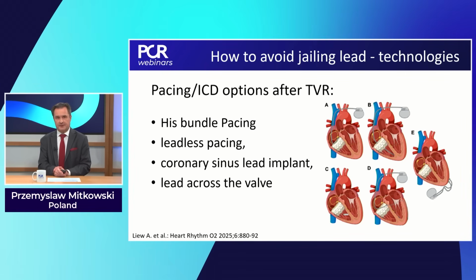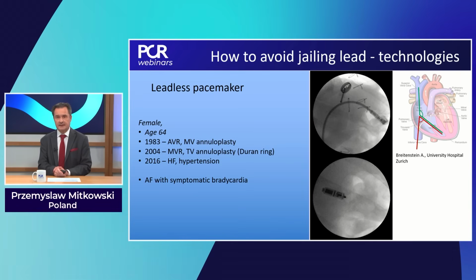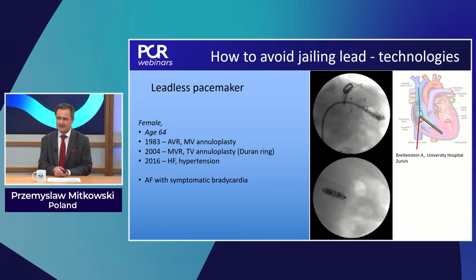So what can we offer? We have a lot of new technologies which are available. His bundle pacing, but without crossing the tricuspid valve, from above the valve, leadless pacing, coronary sinus lead implant, or lead across the valve, and here you have some examples. So here you have the leadless pacemaker going through the Duran ring, and the implantation was quite nice. Not very easy, but rather easy.